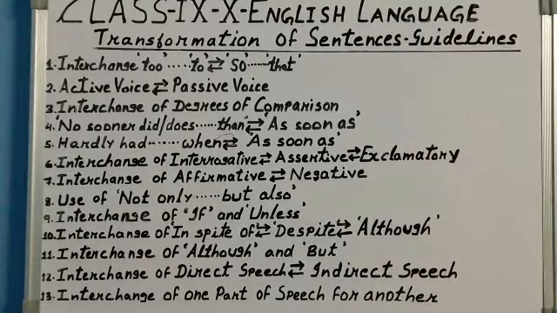Then comes the interchange of affirmative to negative. Example, this sum is easy. How to change to negative? This sum is not difficult. You have to bring the word not and also bring the opposite of easy.